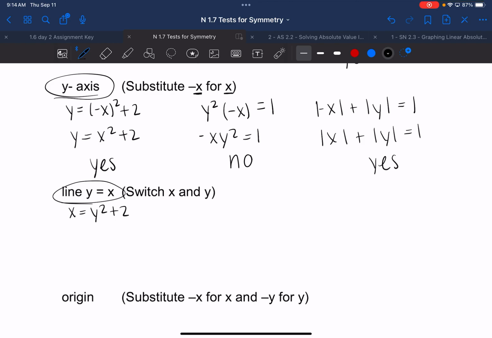Now, if possible, we would try and solve for y, right, so that it would potentially look like that first equation. I can subtract 2 from both sides, right? So now I'd have x minus 2 equals y squared. And the original equation just had y, not y squared. So to get rid of that square, I'd have to take the square root, and I'd have to do that on both sides. So I've got y equals the square root of x minus 2, which is definitely not what we started with, right? So this one would be no.